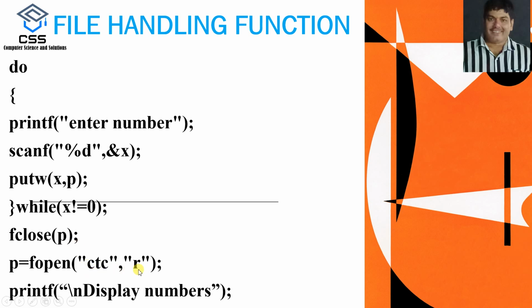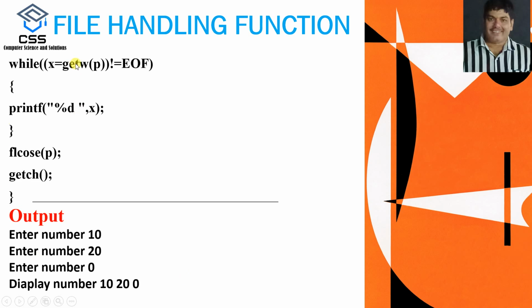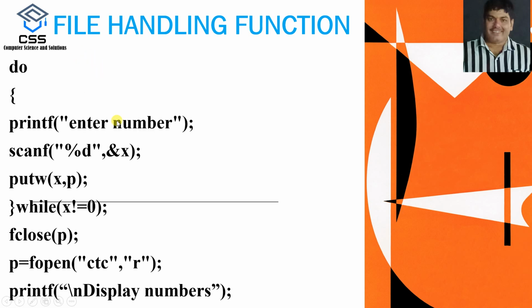Again that file will be opened in read mode. And now we have to display the numbers. We display until end of file, where no number exists. getw is used to read the number. One number will be read from P. P is what? P is the file pointer where ctc is open.